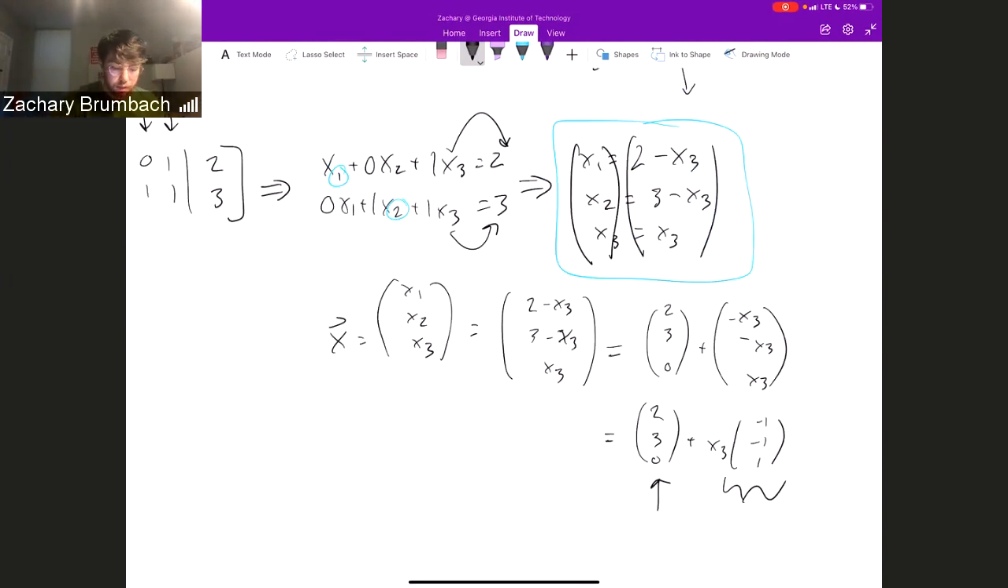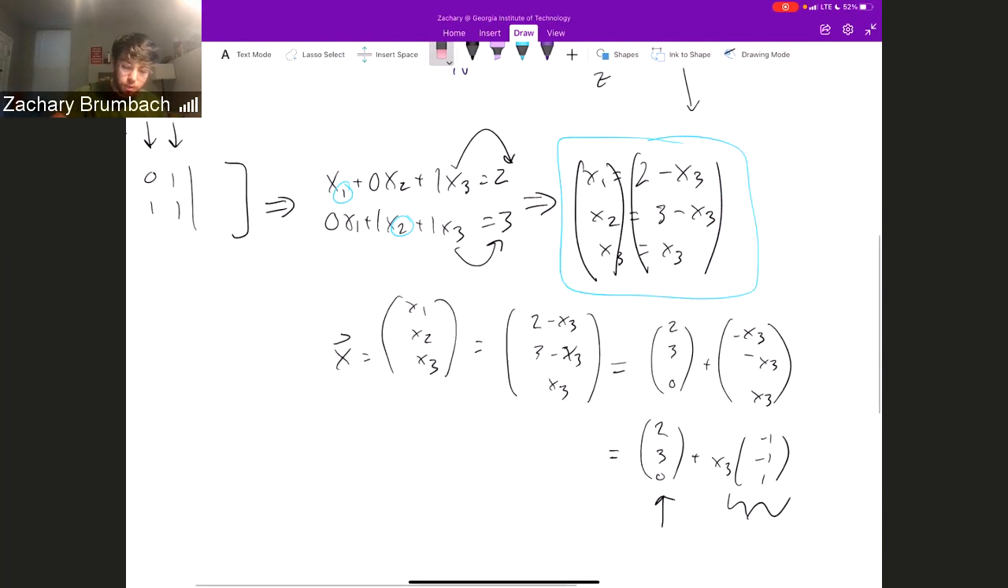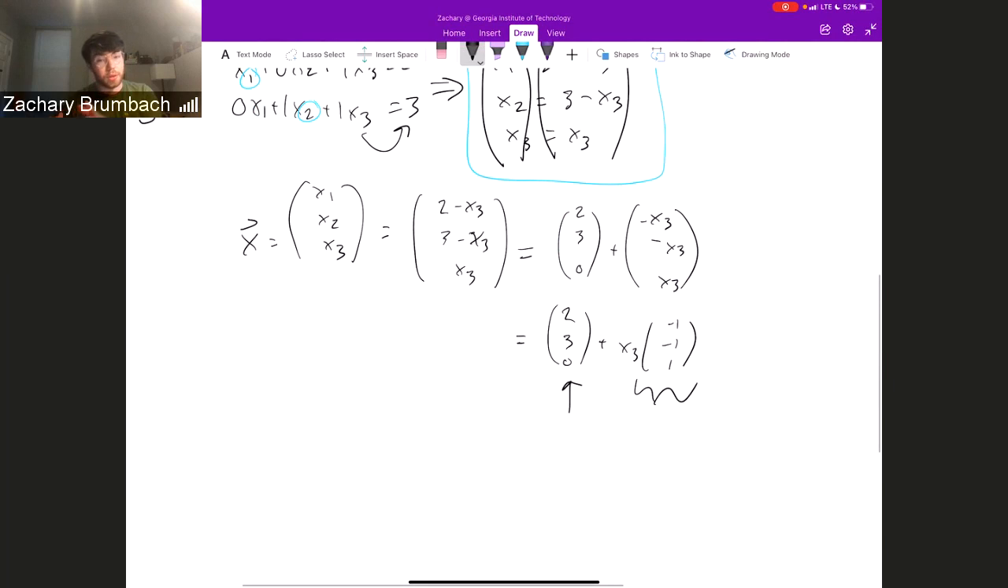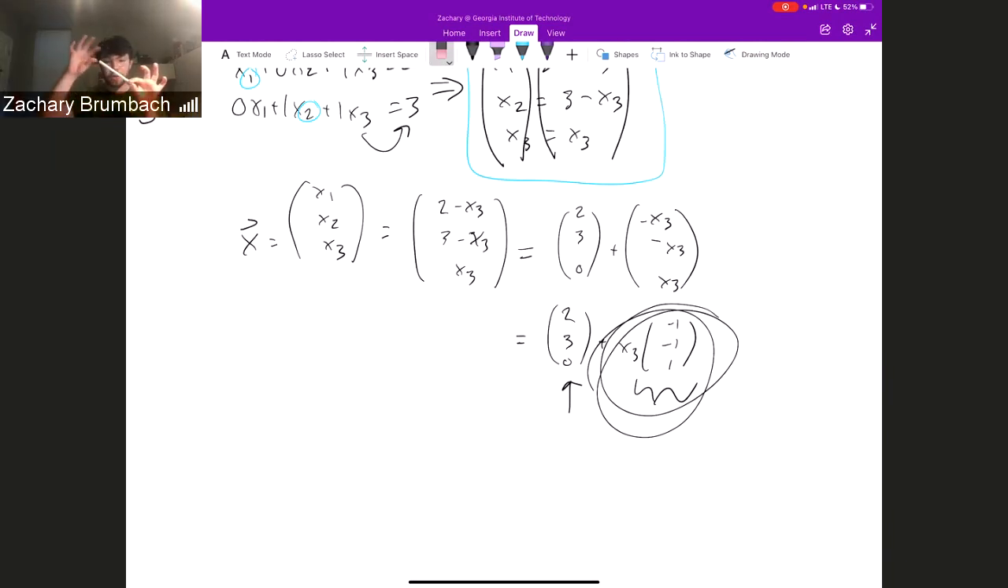but for instance, if we set both of these equal to 0 from the start, what would this look like? This would look like a line shifted by this. This is our line that's changing because it's in terms of x3, which is a free variable. And then our 2, 3, 0 is our shift. So we have our line, negative 1, negative 1, 1, and we're shifting it by 2, 3, 0, and it no longer hits the origin, but it's this big line for the solution set.